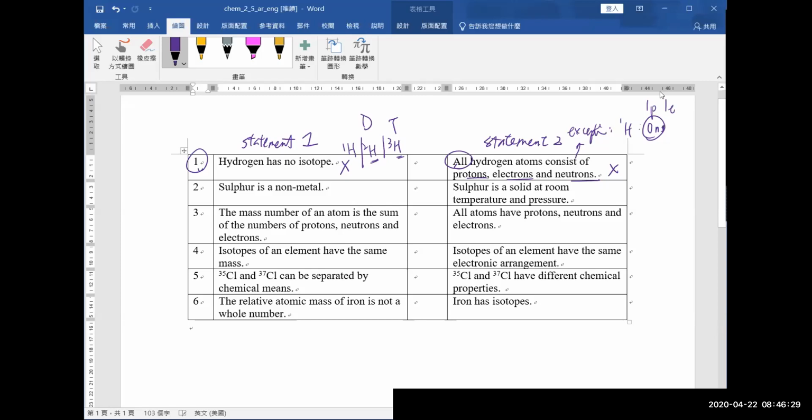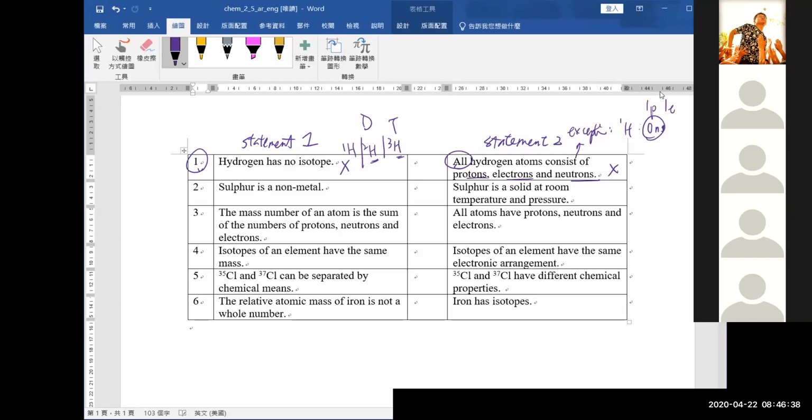How about number 2? Sulfur is a non-metal. Sulfur is a solid at room temperature and pressure. Tell me what the second statement is: A, B, C, or D.